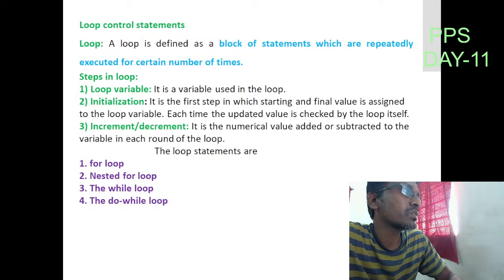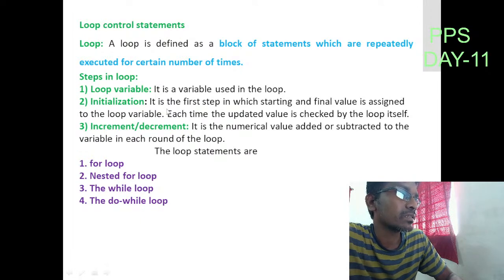Now, coming to the steps involved in the loop control. It contains a loop variable. For example, if you want to use for I is equal to 0, that means you are using a variable I. It is a variable used in the loop. So here I is a variable that will be used in the loop control statements.